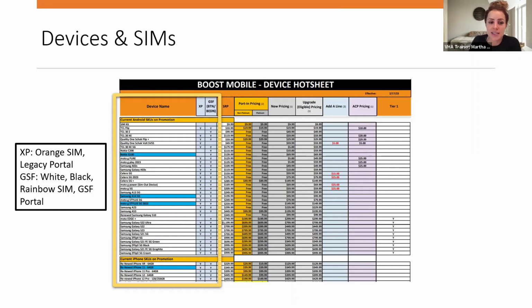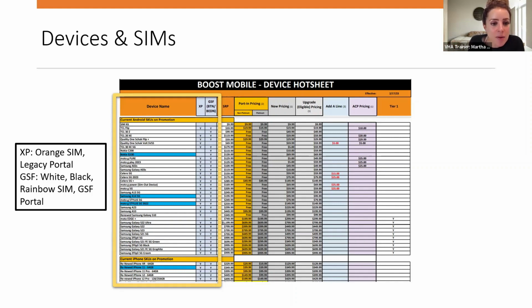So, for example, if I am this Samsung A23 that we keep talking about, and I go here and I look, I can see, oh yes, it can go on the legacy portal and it can take a legacy SIM. And it can also be activated on the GSF portal and use a GSF SIM. So I know for the A23, that can take both. So at that point, then I'm going to ask the customer some more questions to see what they want.